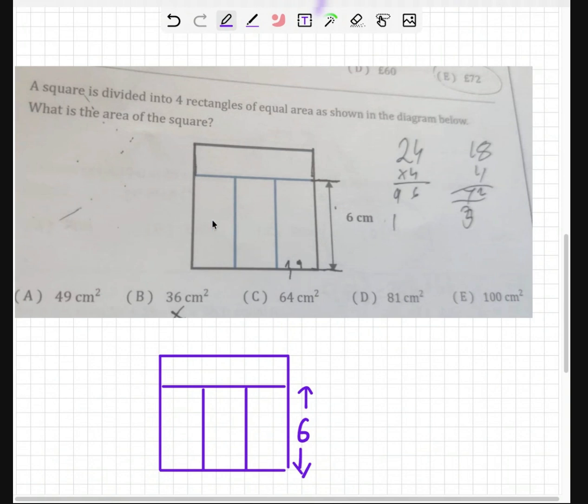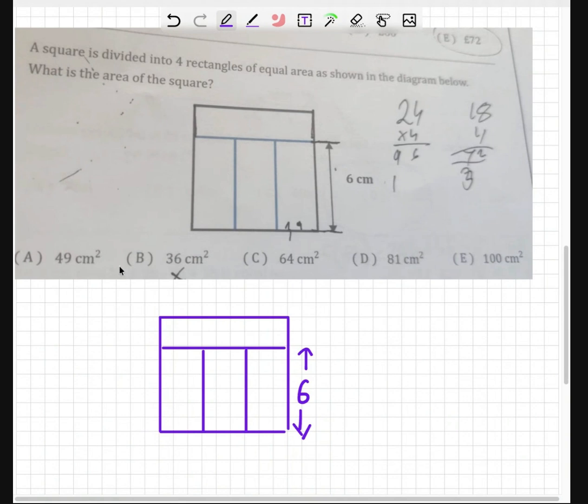It is likely that these three rectangles here have the same length and width because they have to have the same area, and we know they're sharing the same length, which is 6. So they must have the same width as well, but it doesn't mean that the top rectangle also has the same dimensions. It is true that it has the same area as these, but it can be some other length and width. Now in this question, we will do it through elimination.